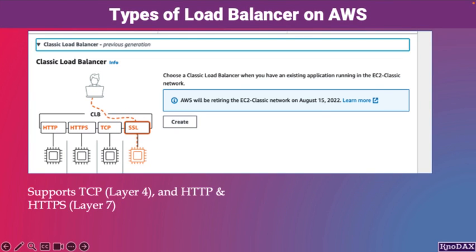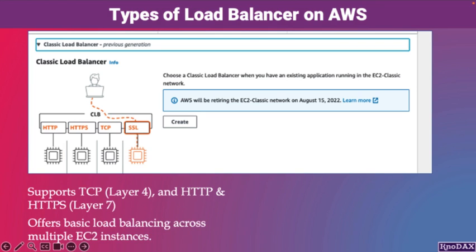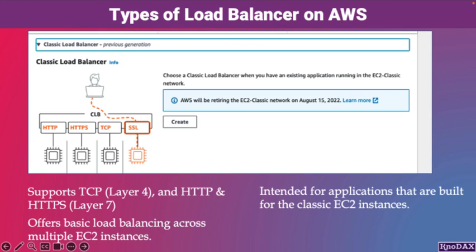Classic Load Balancer. It is an old generation ELB. It was launched in 2009. It supports TCP, means Layer 4, HTTP, and HTTPS, means Layer 7 traffic. Classic Load Balancer offers basic load balancing across multiple EC2 instances. It operates at both the request level and connection level. It is intended for applications that are built for the classic EC2 instances. Health checks are TCP and HTTP based.